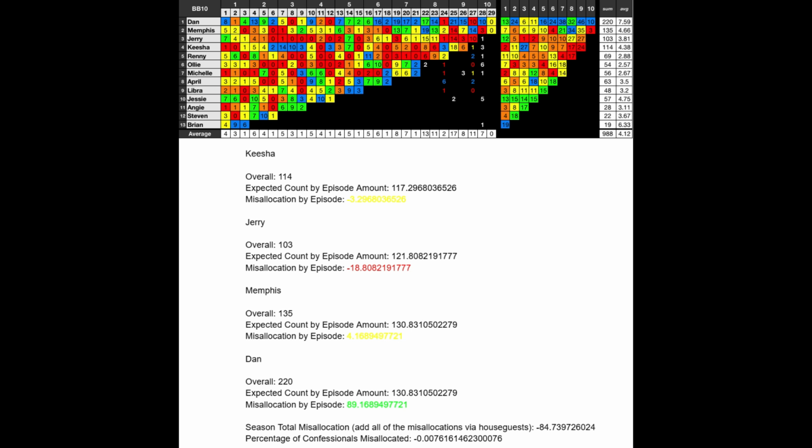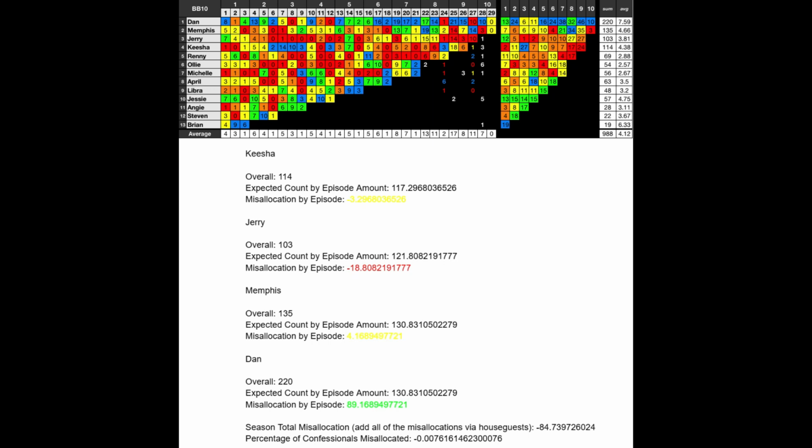Jerry has 103 diary rooms overall, and his expected count by episode amount is 121.8, causing him definitely to be in the red, where he has a -18.8 misallocation amount. Memphis has 135 diary rooms, and his expected count by episode amount is 130.83, causing him to have a misallocation of 4.16. Here is where things definitely get imbalanced.